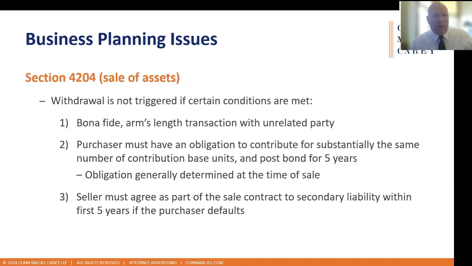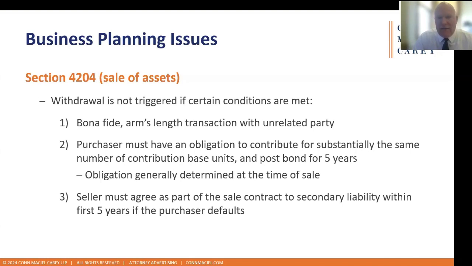Section 4204. A withdrawal is not triggered despite the fact that you sell your assets if these criteria are met. There are 3 of them that I've listed there. It needs to be a bona fide arm's length transaction with an unrelated party, so you couldn't sell it to your husband or your daughter or something like that. Again, it has to be an unrelated party, must be bona fide, that is genuine, and arm's length. It's not some sweetheart deal that's been arranged between the parties.